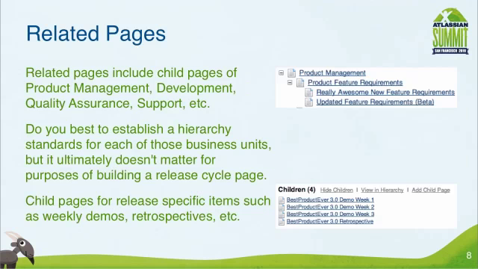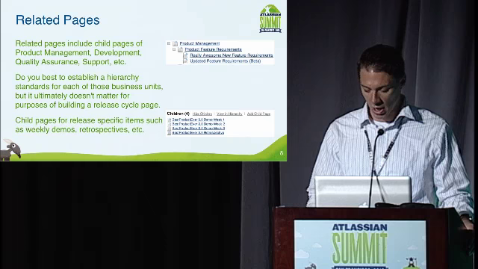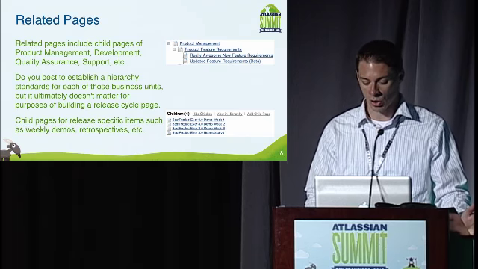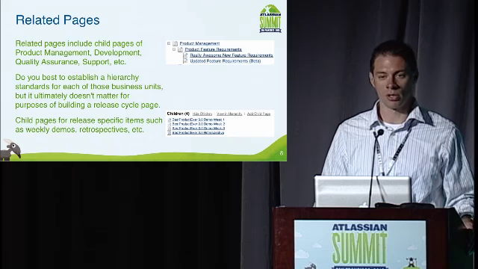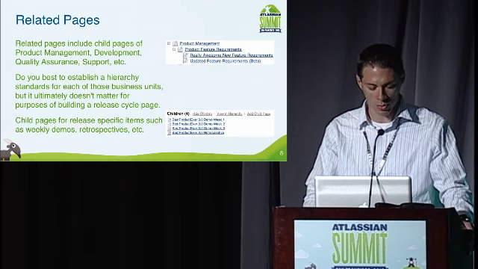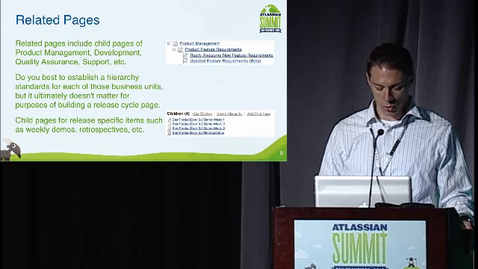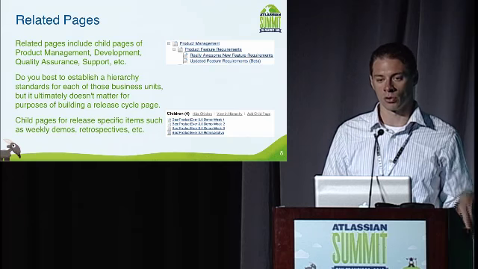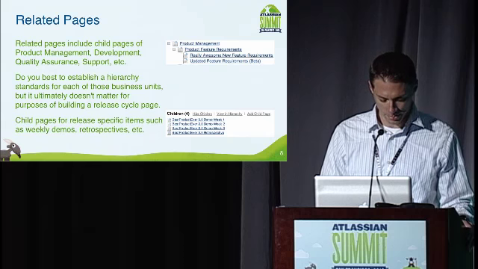So, for instance, like I said, placing pages under each of the business segments. Under product management, you can have product feature requirements. And let's say in this one we have requirements for some really awesome new feature and updated requirements for some other feature that's going to go into beta. And so you're going to go through and actually structure all of your requirements under product management.